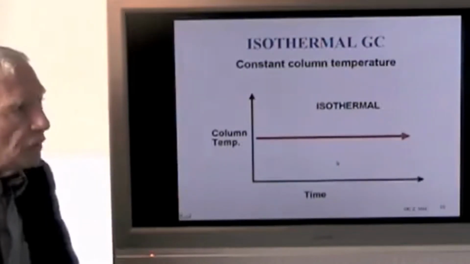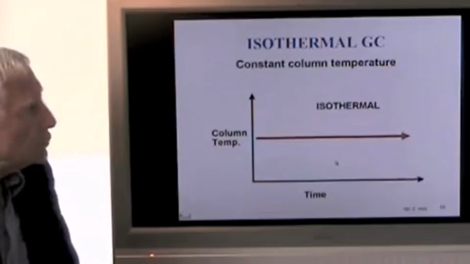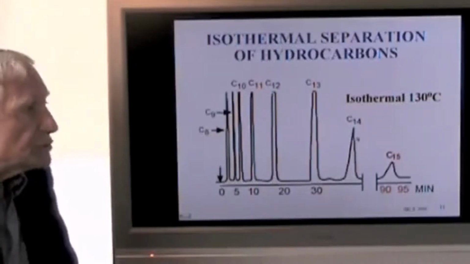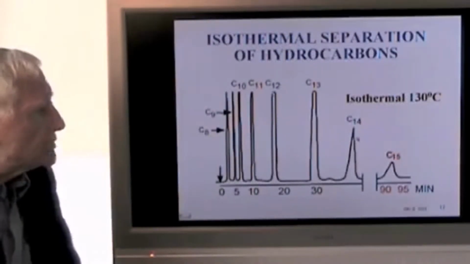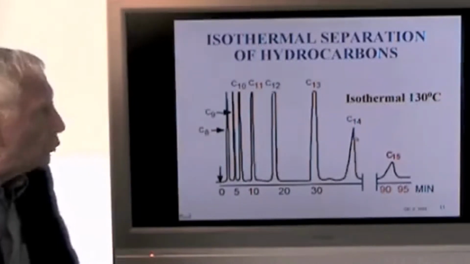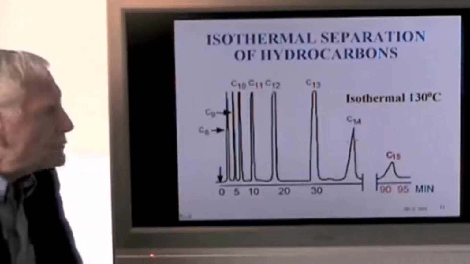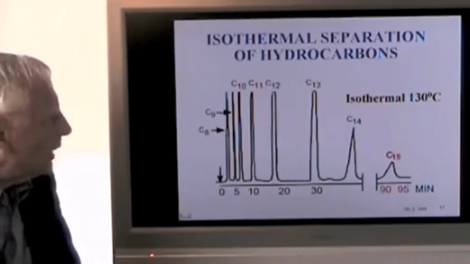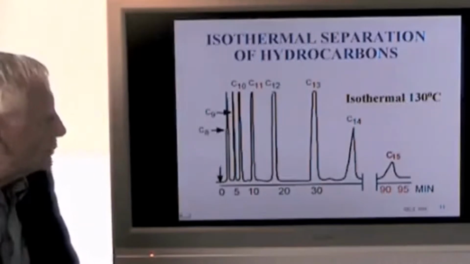We have 2 modes of operation with respect to column temperature. Isothermal means simply a constant column temperature during the entire analysis. And here's a good example. This is a separation of a kerosene, which has up to 15 carbon atoms and more, performed isothermally at 130 degrees centigrade. Here we see a series of C8 isomers unresolved on this first peak.